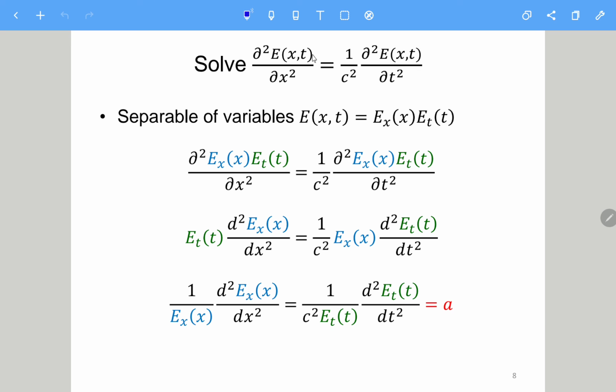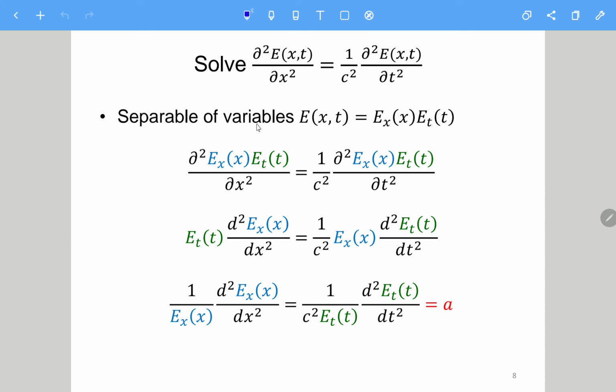So the idea is that suppose this E of x and t is the function we want to find. It is a function related to x and also t. Here we try to assume that this E of x and t is the product of two functions. One function is only related to x, and the other function is only related to time. They multiply together to form E of x and t. Then we plug this into the PDE we want to solve and see whether we can get some interesting property.